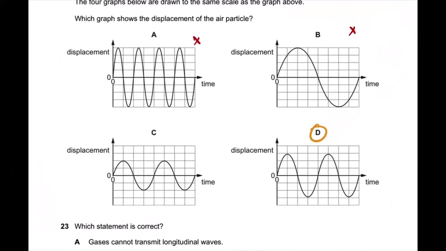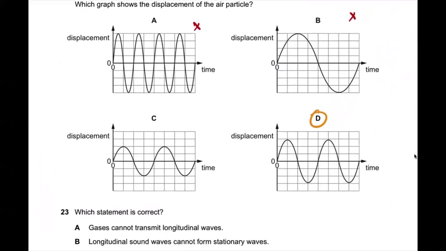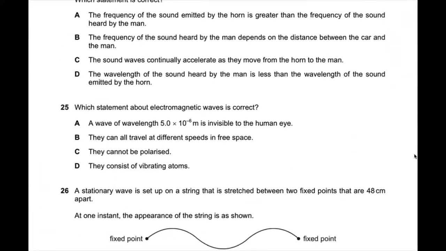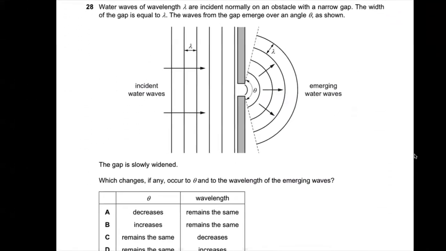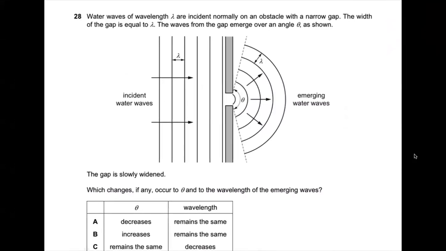All right, let's do another one. 28 is what the examiner says. Water waves of wavelength lambda incident normally on an obstacle with a narrow gap. Width of the gap is equal to lambda. Waves from the gap emerge over an angle theta as shown. The gap is slowly widening. Right, so if you look here right now, it's pretty much a lot of diffraction. And you can see that's because this wavelength is approximately equal to this.